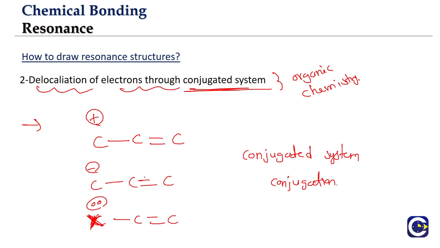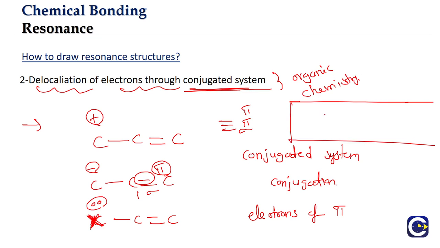Now what happens as a result of this is the electrons in a double bond, one of them will be called a sigma bond, the other a pi bond. In a triple bond, one will be a sigma bond and the other two will be pi bonds. This we will learn in the valence bond theory, where we will learn what a sigma bond and a pi bond are. The electrons of the pi bond, the second bond in the double bond, can be delocalized.